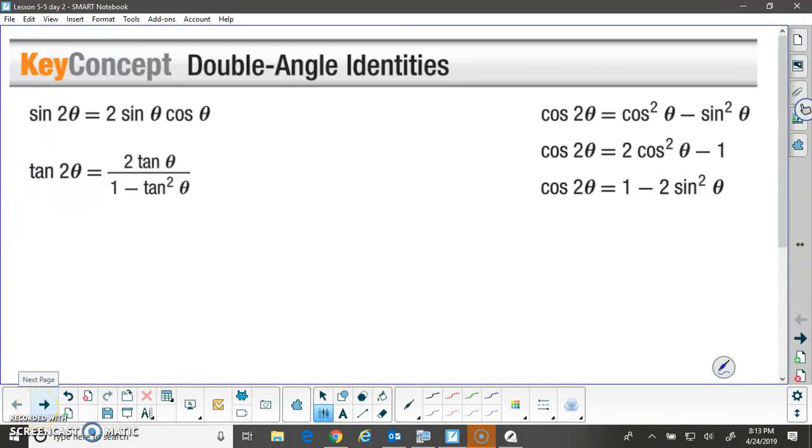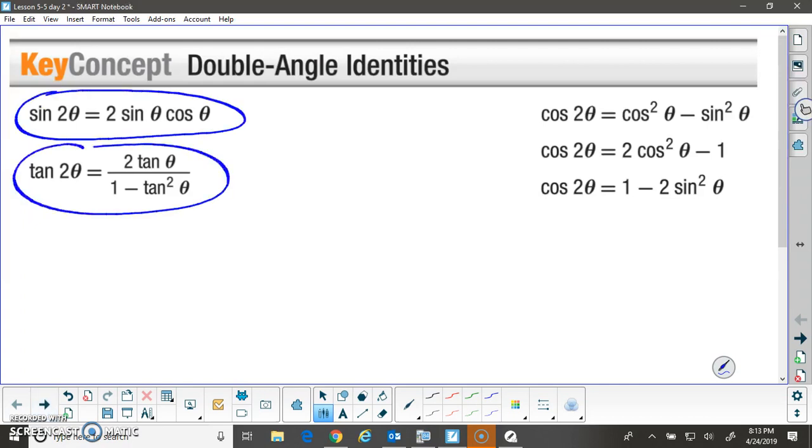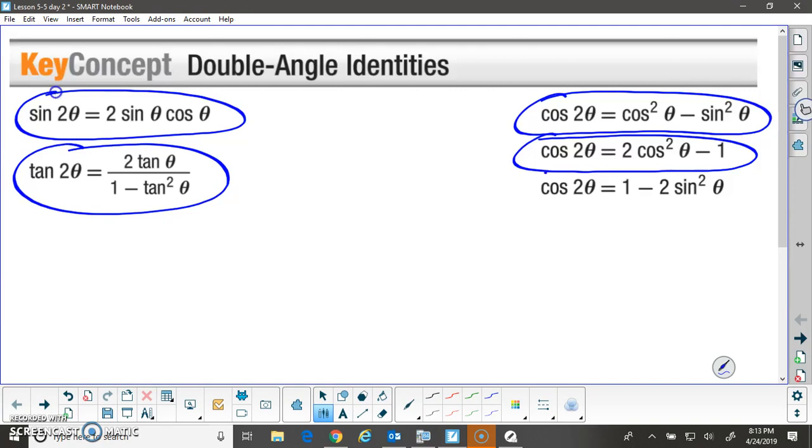Lesson 5 of Chapter 5, Day 2, is going to be on the half-angle identities. Before we get to those, let's review for a second the double angle identities. We've got one for sine, we've got one for tangent, and then we've got three separate ones for cosine. Sometimes we use the top one for cosine, sometimes the middle one, sometimes the bottom one. Kind of depends what else is in the equation.